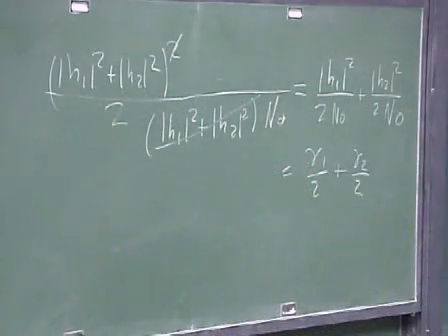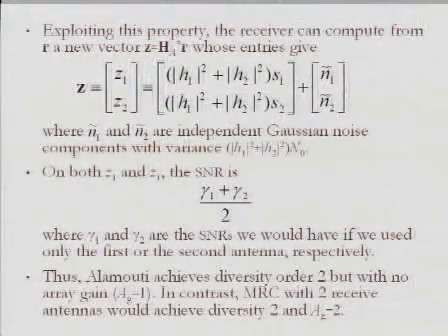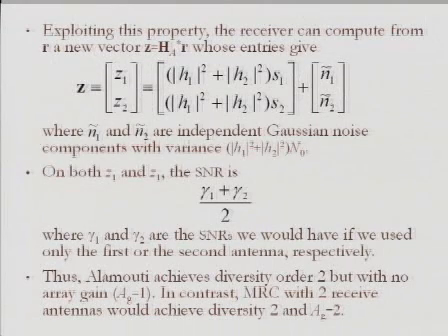Remember that for MRC, gamma was the sum of the gammas. So here we get that gamma is the sum of the gammas divided by 2. As your colleague was saying correctly, we get almost MRC, except for a factor of 2 because of the power sharing, so we lose 3 dB. That's exactly what Alamouti is: exactly MRC minus 3 dB. That's the only penalty it has. Other than that, it's as good as MRC. It has no array gain, but it has all the other benefits of MRC.